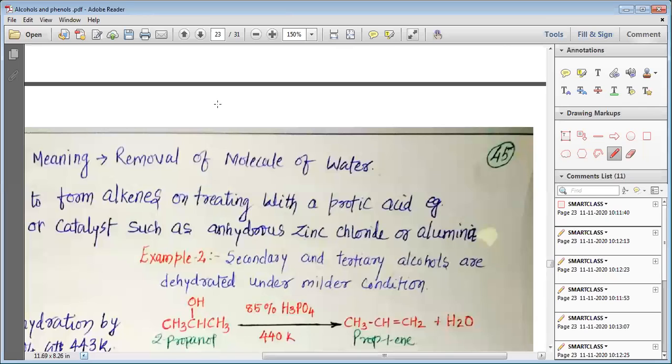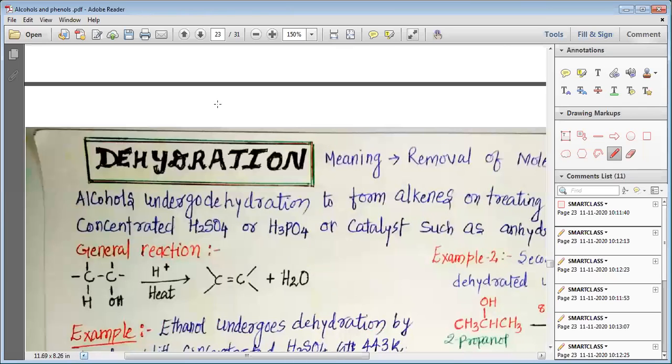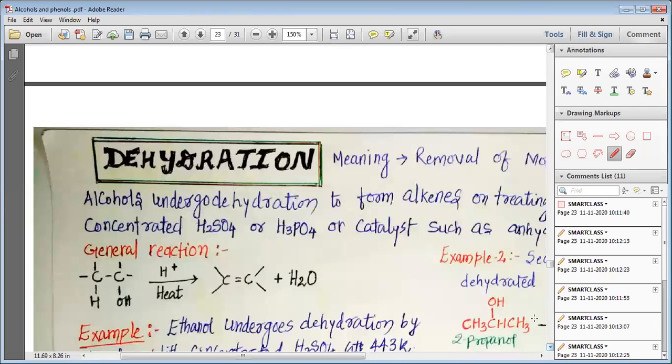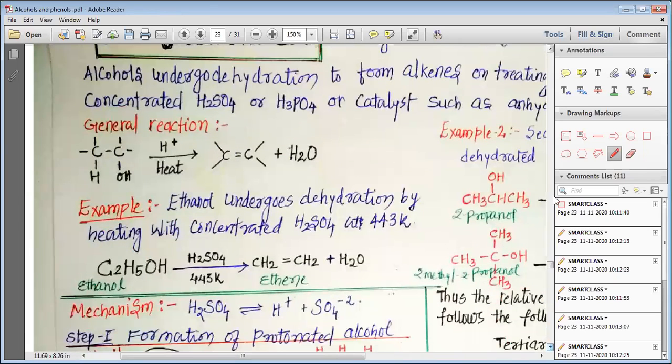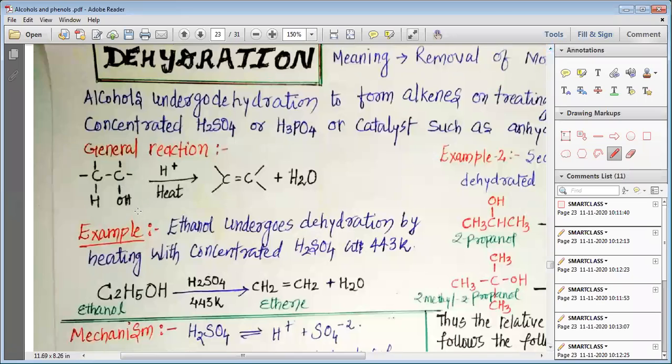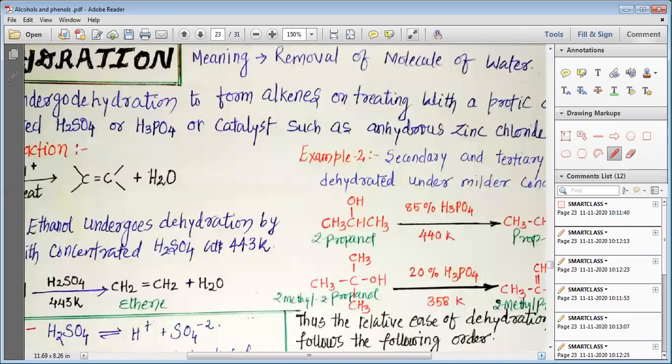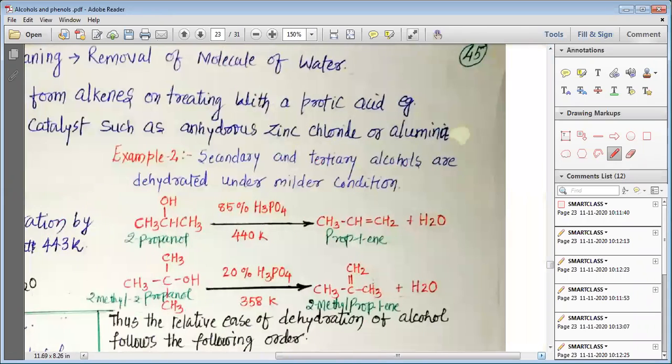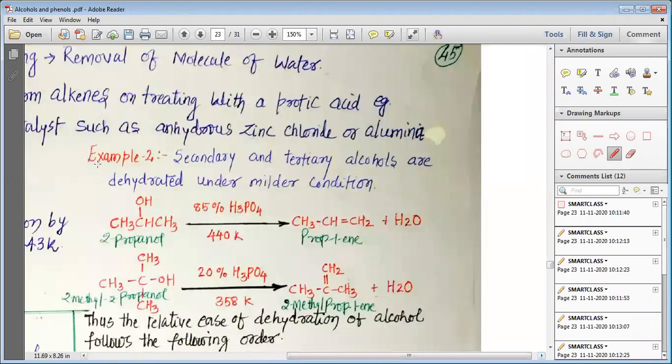We have already seen one example. Example number 1: by the dehydration of alcohol, we get alkene. Ethanol undergoes the process of dehydration and then we get ethene. Now my dear students, we are going to study the second example, example number 2.